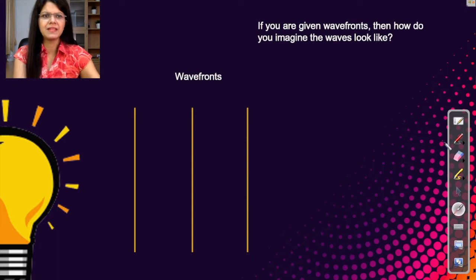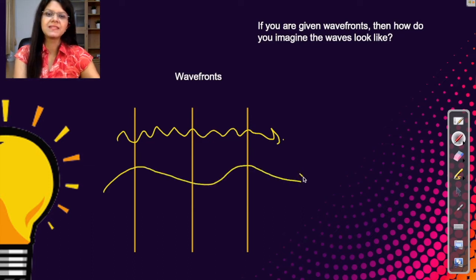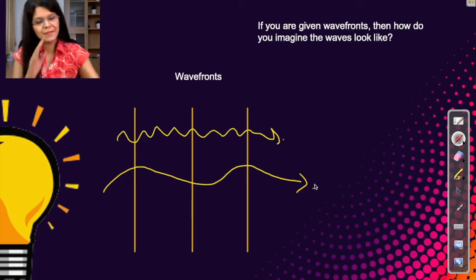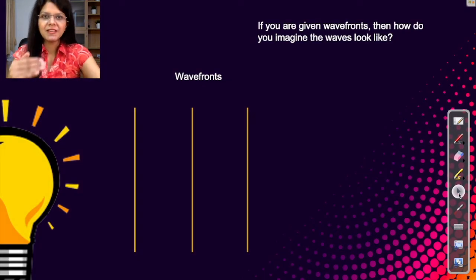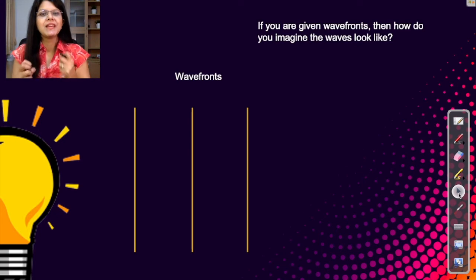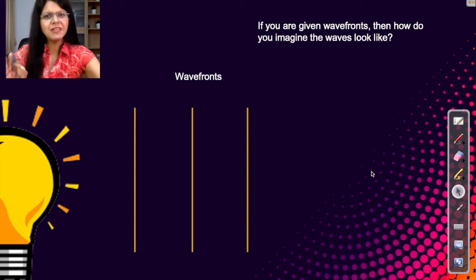Will it look something like this? Or something like this? How would the wave look? I am just making you comfortable thinking about this particular point from various perspectives, so that your imagination, your thinking, your processing about wavefronts becomes strong and you never forget it. So how do you imagine the waves in this set of space look?